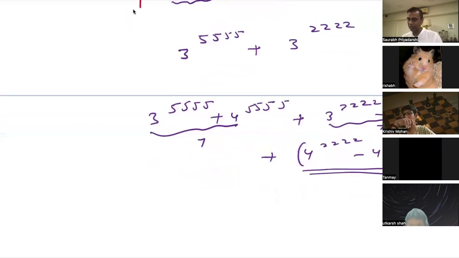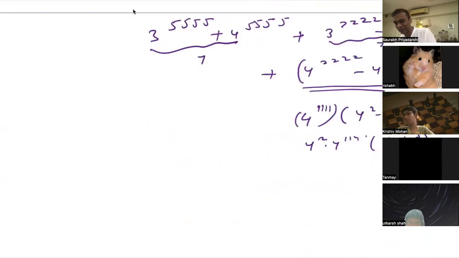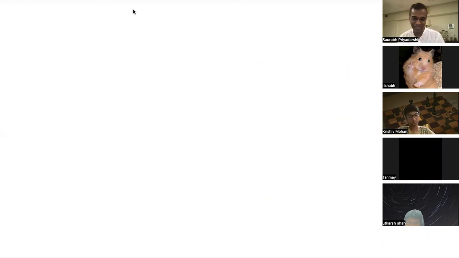Because if I take common out 1, 1, 1, 1, then this is coming as 4 square minus 4 to the power 5. If 4 square is common out, you are getting 4 cube, which is 64 minus 1. This is again divisible by 7. So everything is divisible by 7, and not by the congruence method, just by adding and subtracting. It's okay. So I've given the new method.